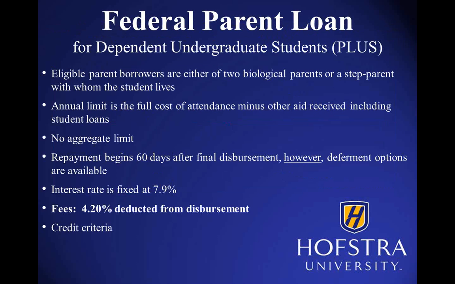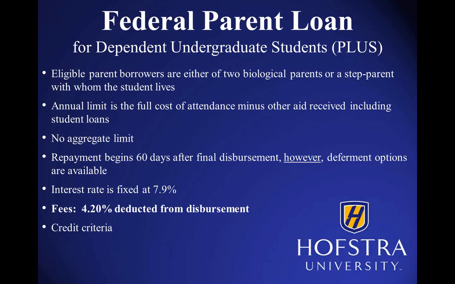The Federal Parent Plus loan for dependent undergraduate students may be available to help cover the cost of education. Eligible parent borrowers are either of two biological parents or a step-parent with whom the student lives. The annual limit is the full cost of attendance minus other aid received, including student loans. There is no aggregate limit.